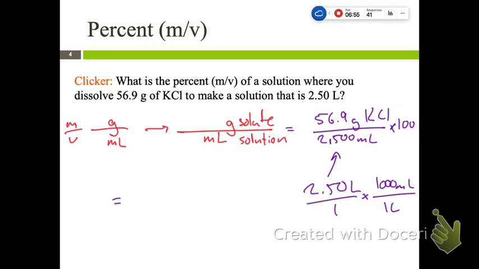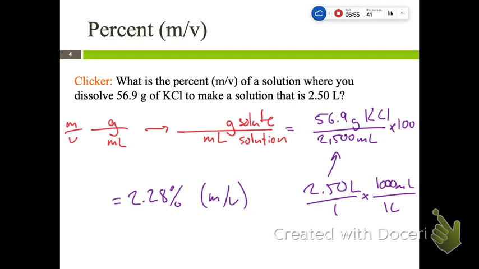So, Tay, what did you have for your percentage on this one? 2.28. Is that the right number of sig figs? 3 sig figs. Each of our starting values had 3 digits. So, that's great.